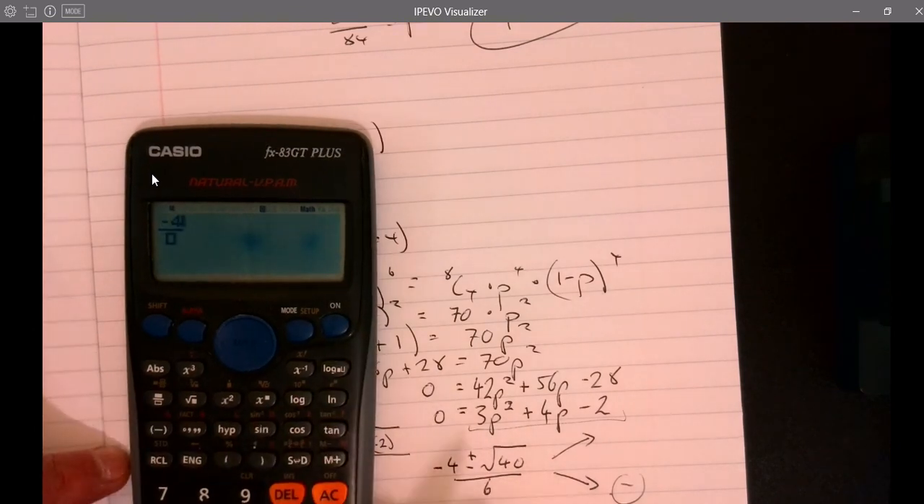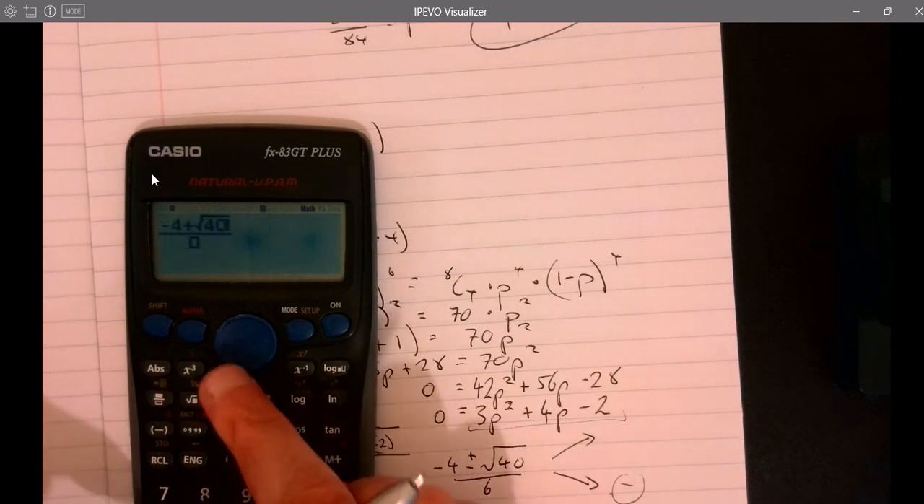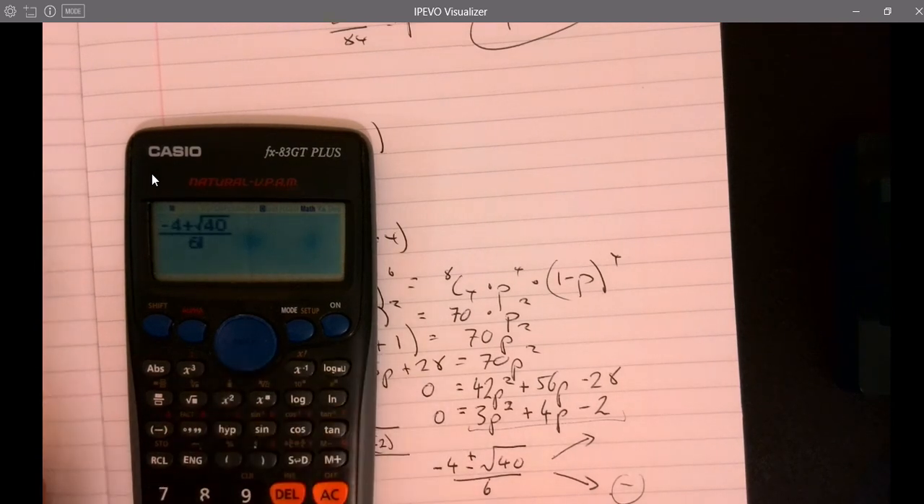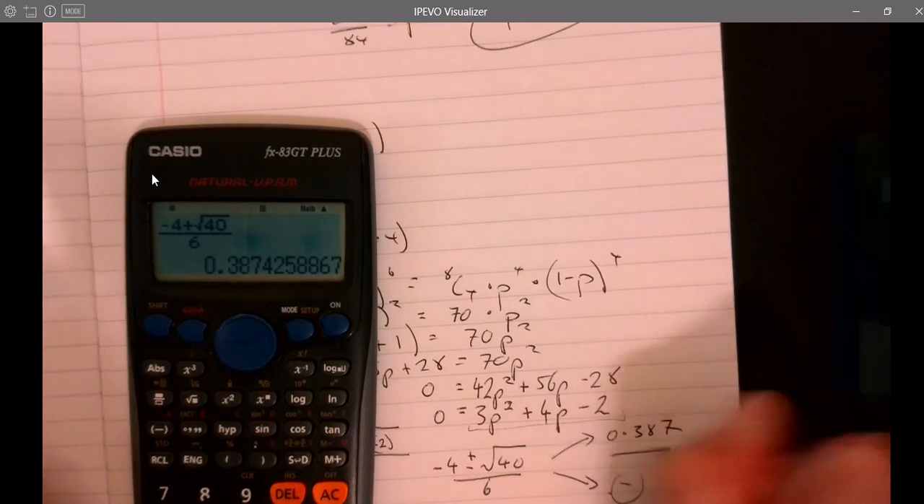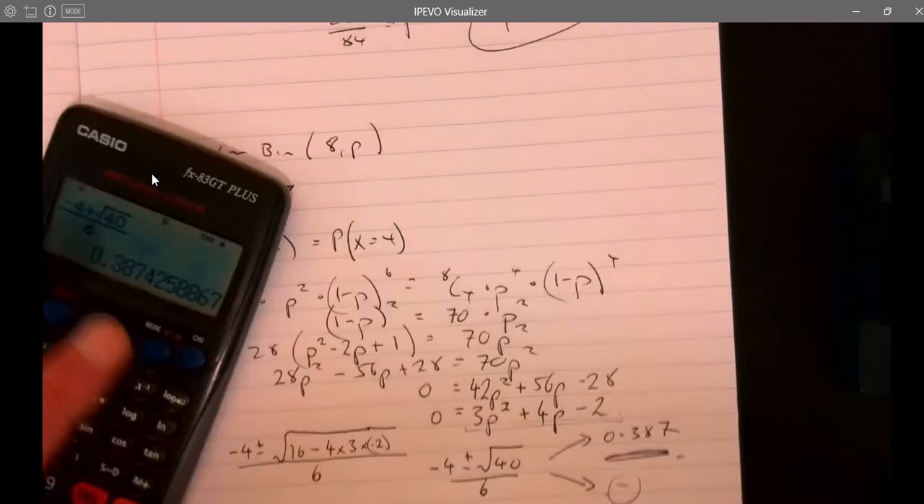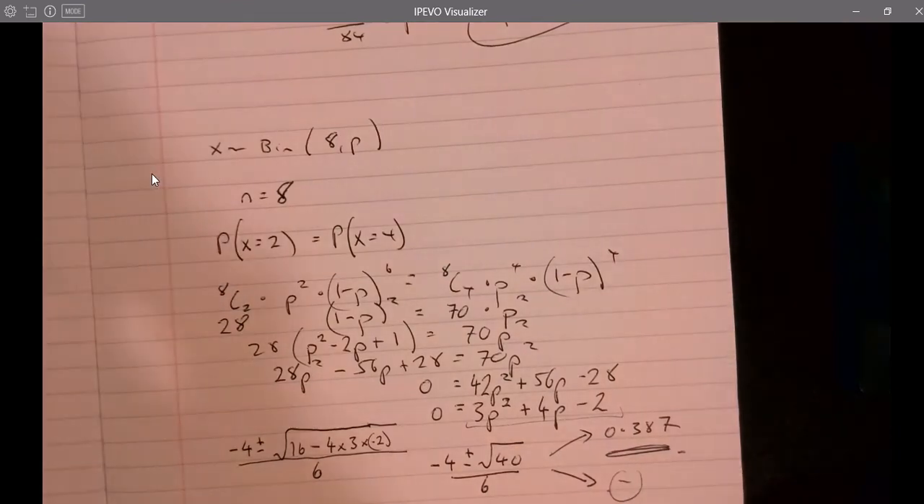Right, -4 plus root 40, all divided by 6. I'm not going to do the -1. As I said, I can see that's going to give me a negative answer. And what have we got? 0.387 to 3 decimal places. You can see that there.